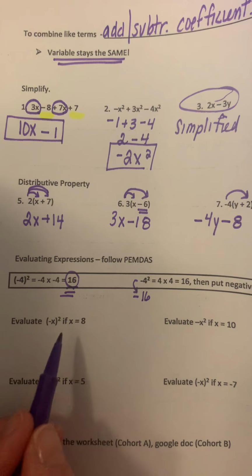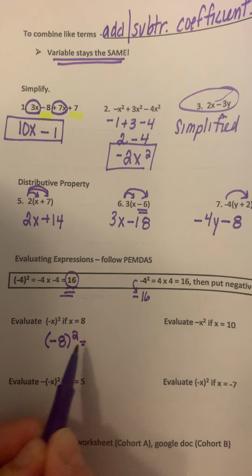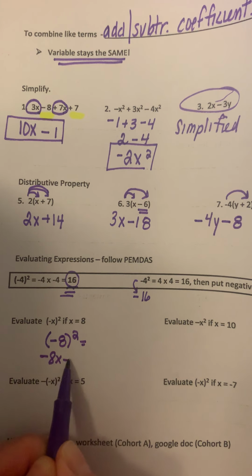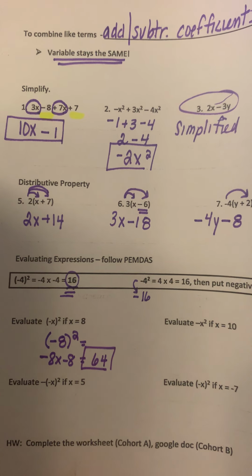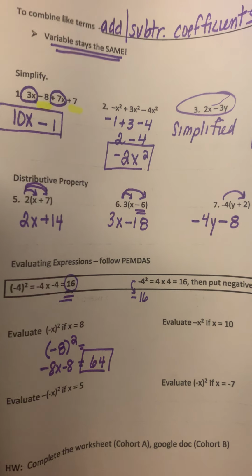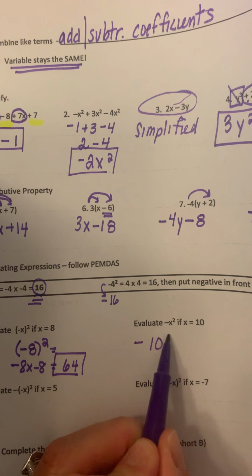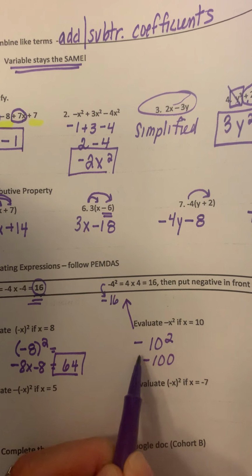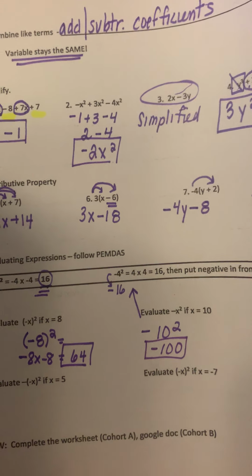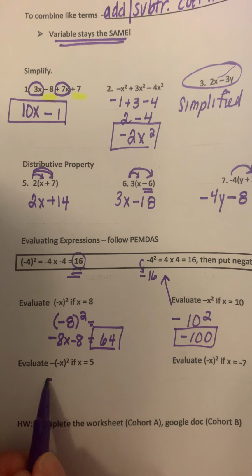So here we're plugging in. You put an 8 in, so it's negative 8 all squared. So it's like saying negative 8 times negative 8, so you get positive 64. Here we have negative, and then you put a 10 in squared, so it's just like this. You square 10, you get 100, bring down that minus sign. I would stop this and try these and then play me after here.